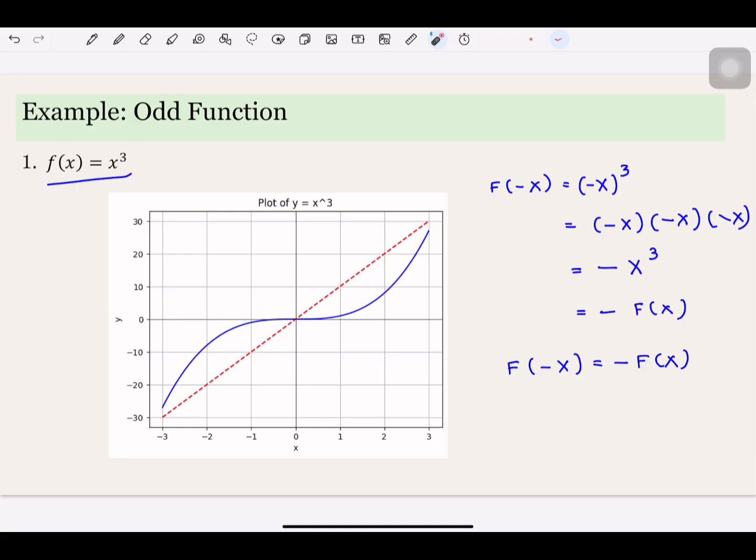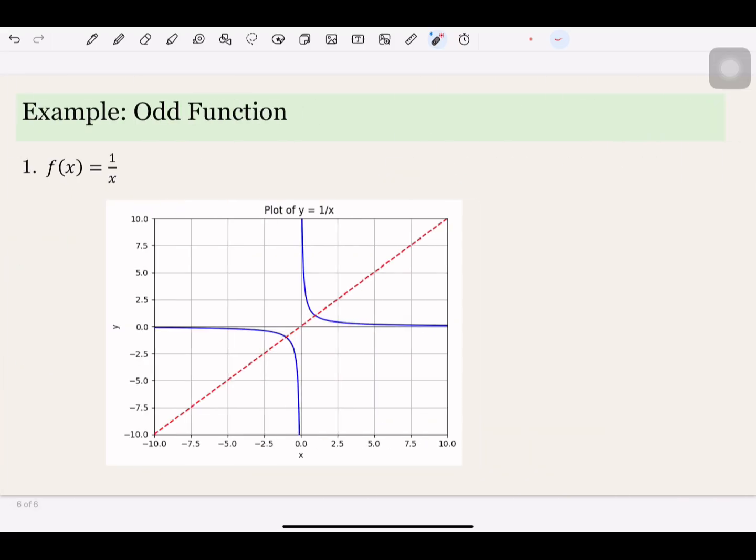Graphically, this is what it means. This is what we have for x to the power 3. f of x is symmetric about the origin. That means if you rotate this graph around the origin by 180 degrees, it looks exactly the same. This is a key characteristic of an odd function, and x cubed is a classic example of an odd function.